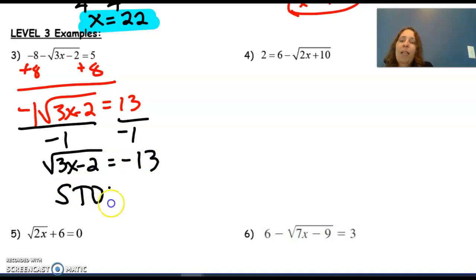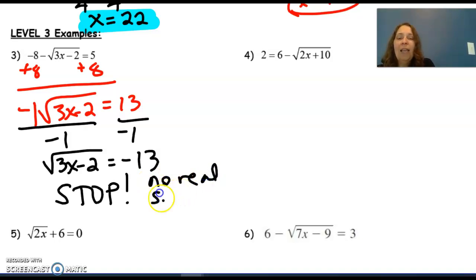Stop right there. What do we have? We have the radical equals a negative. We talked about that on Friday. That can't happen. There is no real solution here, because you cannot have a radical equal to a negative number. If you didn't notice that, the only way that you would tell that this was no real solution is if you plugged in for x, checked your answer, and found that it didn't work out. So please be on the lookout for radical equals negative and say, no, that's not going to work. How about number 4?